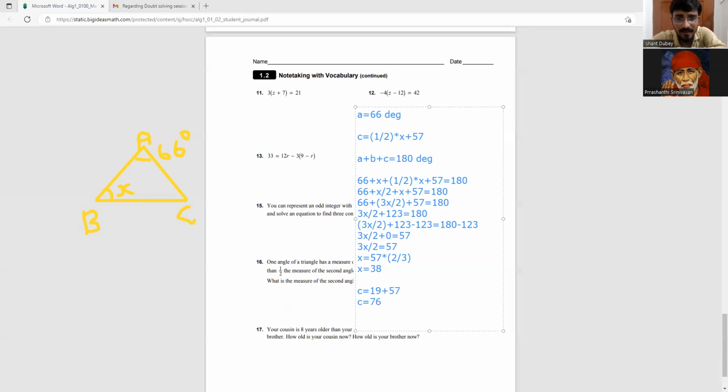76 degrees. Okay? So now we know all the angles. Angle A is 60 degrees. Angle B is how much, Vishanti? Angle B is 38. And angle C? 76. Now if you add all these angles, you should get 180 degrees. Yes or no? Yes, sir. So is this problem clear, Vishanti? I'm very clear. Okay.